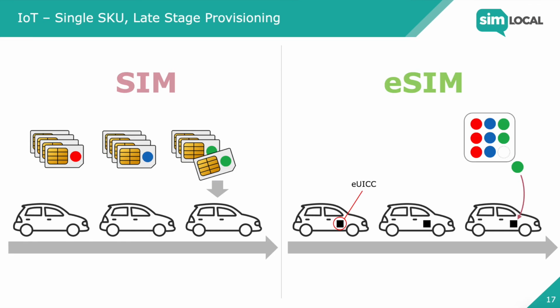With eSIM though it's very different. All of the cars will have an EUICC built in, and this will be the same part number for each car, no matter where the car is going. Then at some point, near the end of the production line, an appropriate eSIM profile for the country the car is being shipped to will be downloaded into the EUICC for that car. And in fact, this does not even need to be done on the production line. The car could be shipped first, and then an eSIM profile downloaded into it in-country.